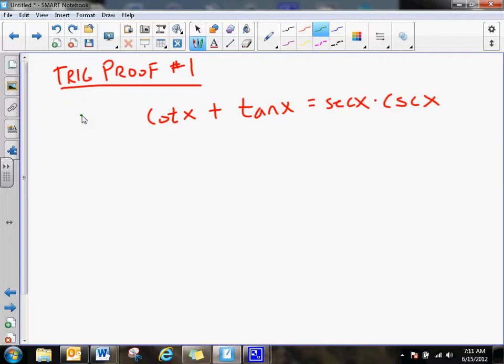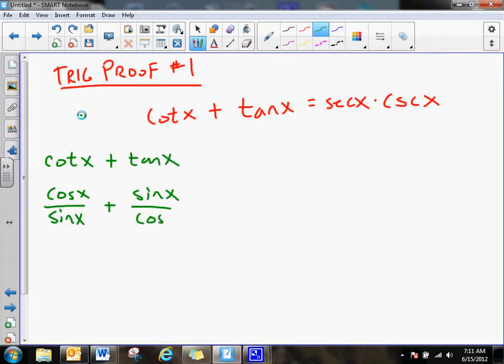I see two terms on the left. I see one term on the right. I see that we have to start with the left side, and we're going to combine those two terms into one term. If I want to combine these, I need a common denominator, so it's going to help me to change things to sine and cosine. This is a common technique. A lot of times, sine and cosine are our best friends.